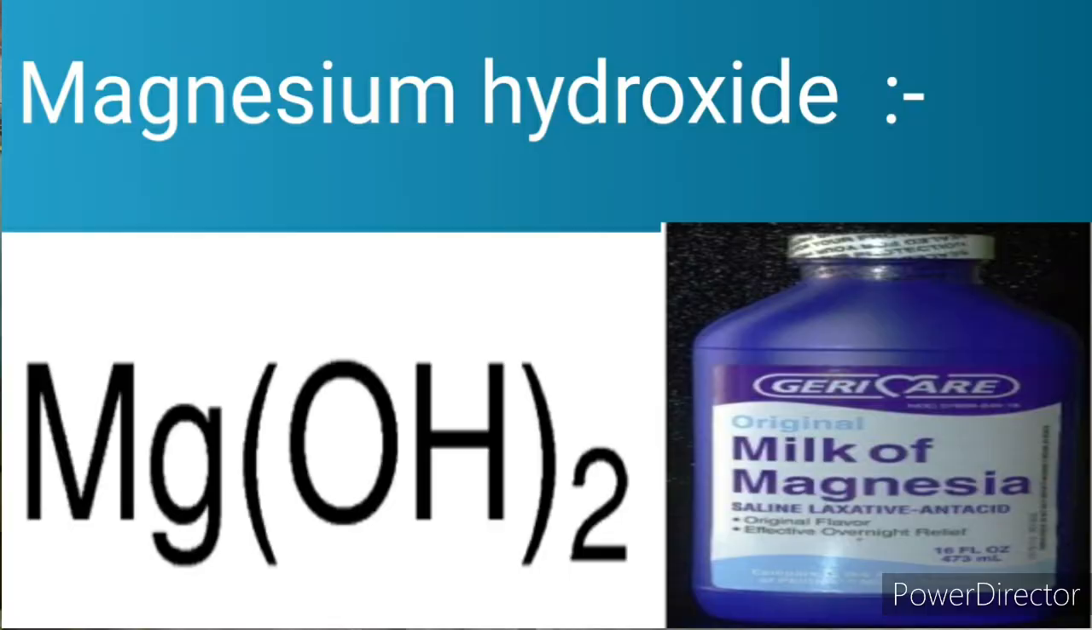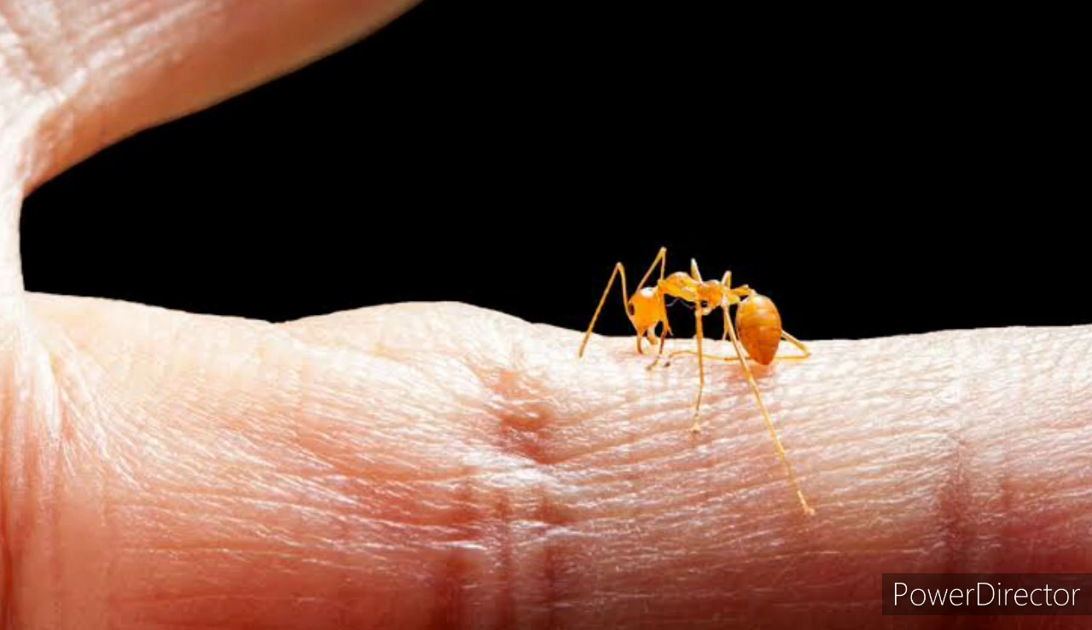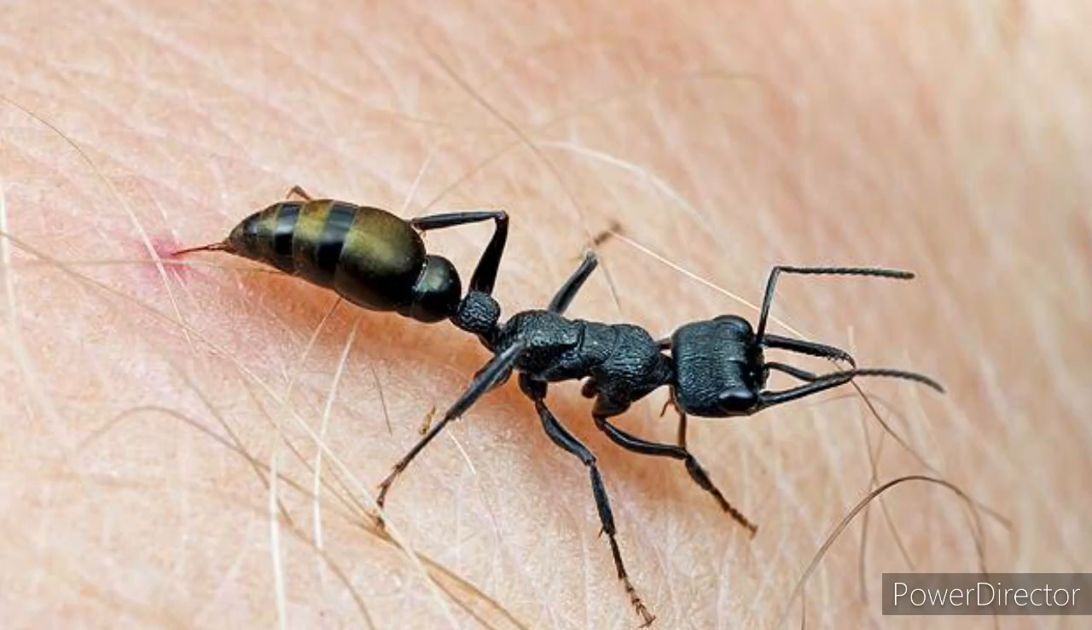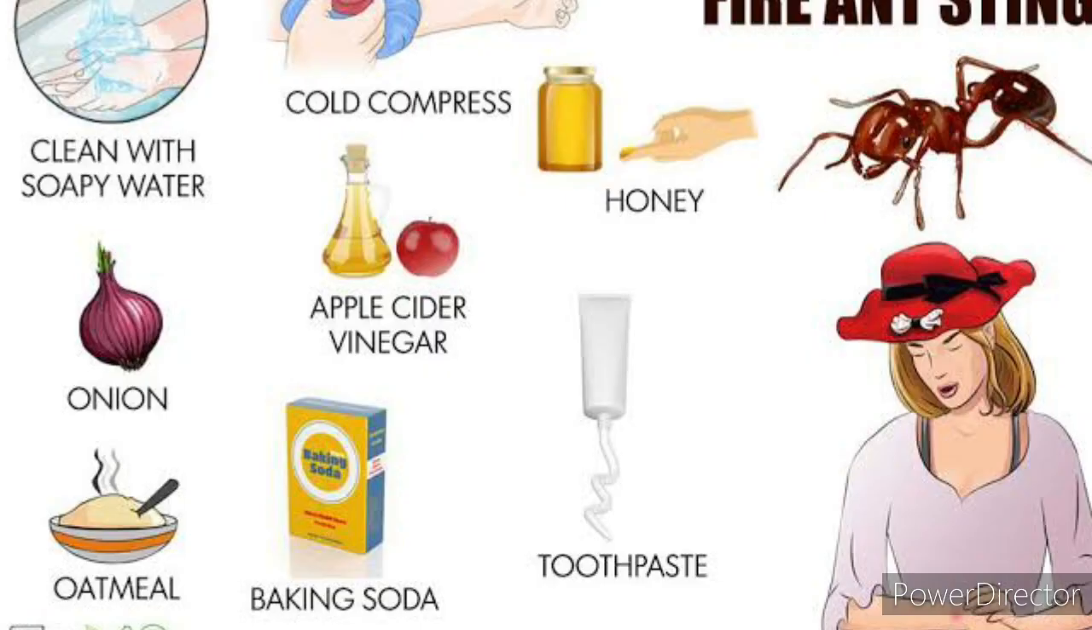The formula for milk of magnesia is Mg(OH)2, magnesium hydroxide. Taking a base neutralizes the effect of excess acid. Similarly, one more example is the effect of an ant sting, which is caused by formic acid, which is neutralized by rubbing moist baking soda, which is basic in nature.